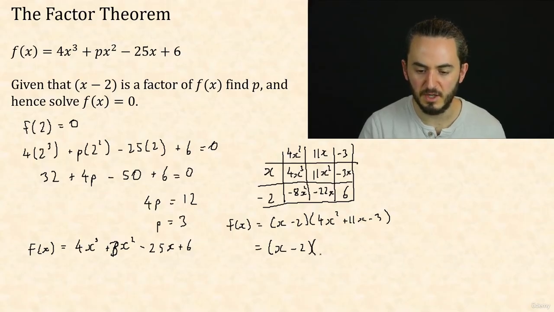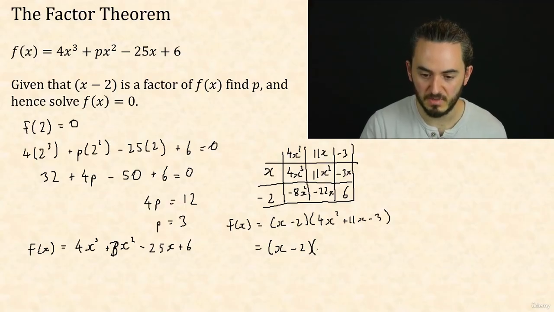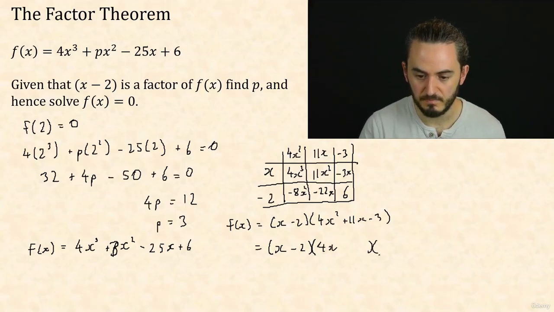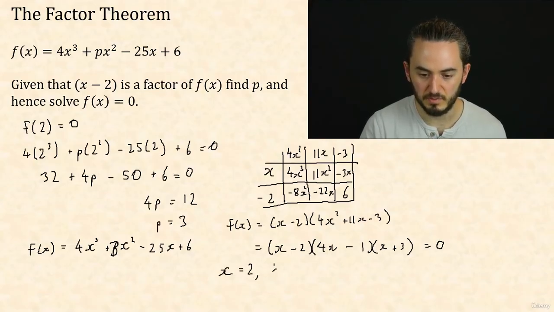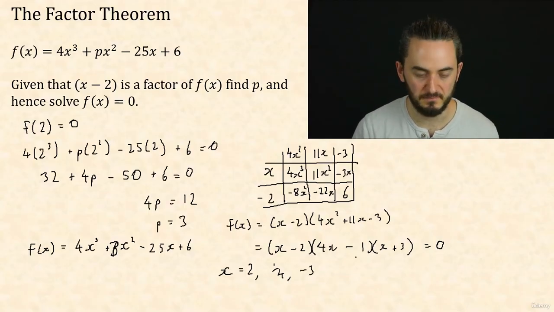Now factorize this using whatever method you like, or if you're really under time pressure in an exam, just use your calculator to solve where that equals 0. This one does factorize. We get 4x, and we get x plus 3 and minus 1 here, so that's 4x squared, and then we get 12x minus x is the 11x, and minus 3. And so when is that equal to 0? It's equal to 0 when x equals 2, or for this bracket, when x equals 1/4, or when x equals negative 3. So there we go, fully solved.